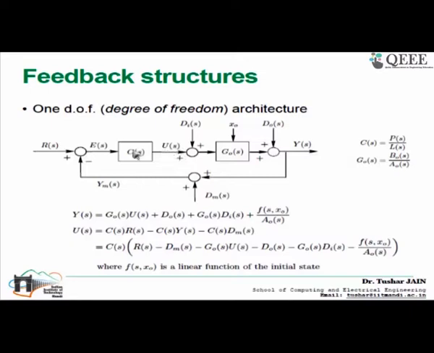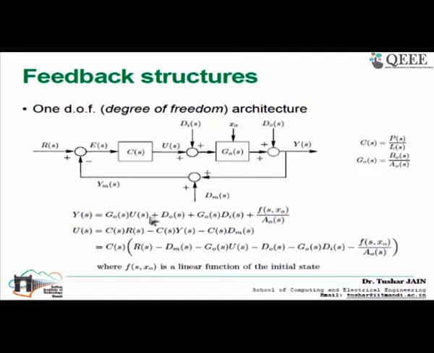For the U of S, we have straight away C(s)R(s), and C(s)Y(s), and another one coming from the disturbance, from this path, from this path, and from this path. So all these three components give me the U of S. So I have a variable Y of S here in the second equation. If you substitute this Y of S here, it will give you this final equation. Similarly, you could put this U into U of S here.